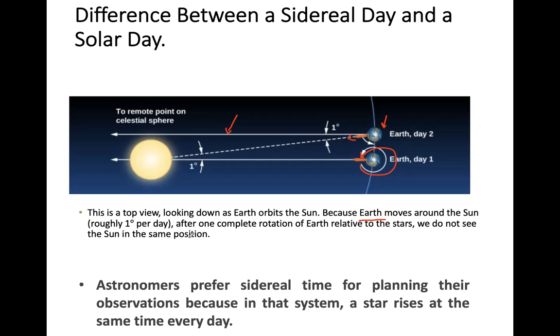Now, if you go for real time observing as an astronomer, astronomers prefer sidereal time for planning the observations because in that system, a star rises at the same time every day. There are a lot of stars. Now we are concerned only about the sun as regular people, right? So what is important for us is the rise of the sun and the set to keep our living. But for astronomers, it's not the case. We are looking at other stars. So a star rises at the same time every day if we use this sidereal time. So keep an eye on that, that you should be able to convert between these two times, right?